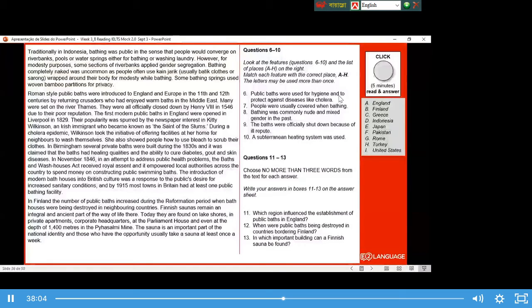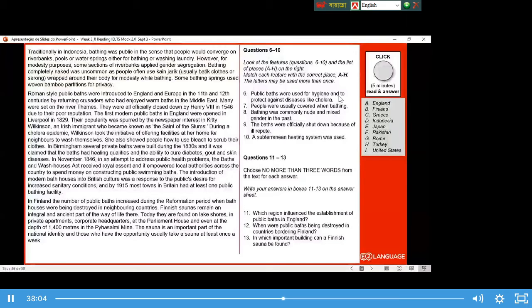Come to point number seven: people use cloth covering when bathing. You can see here, however, for modesty some riverbanks applied gender segregation. Bathing completely naked was uncommon, as people often use cloth to wrap around their body when bathing. So it is in Indonesia. So D. Number seven is D.